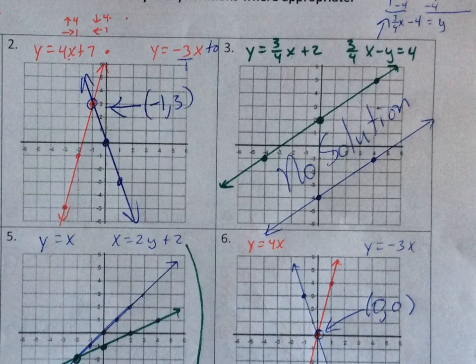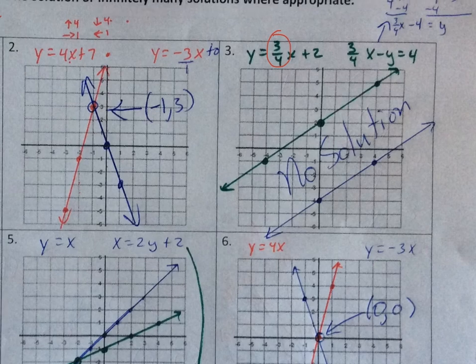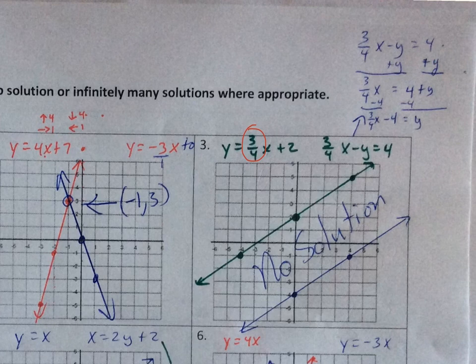Because they are parallel, if you notice, they both have a slope of 3/4. Notice up here, one of the things I did was I went ahead and solved the problem. I took the problem here, I added y to both sides, I then subtracted 4 to both sides, and I got this equation, y equals 3/4 x minus 4. Notice they have the same slope. And because they have the same slope, there's not going to be any intersection. So because of that, it's no solution.